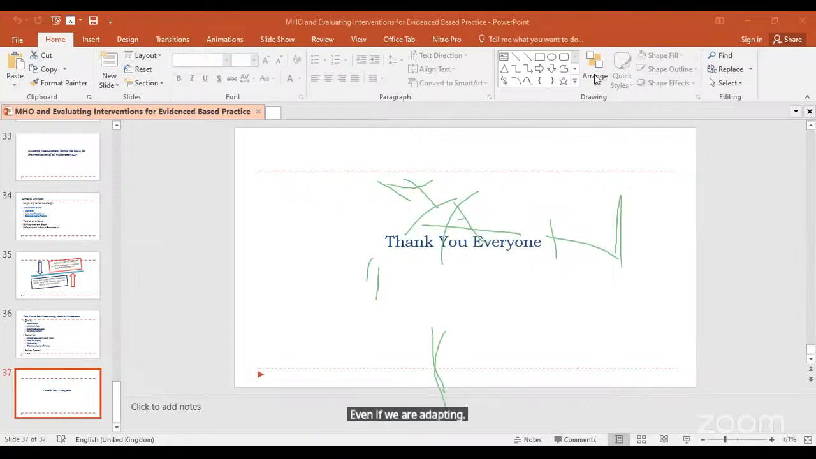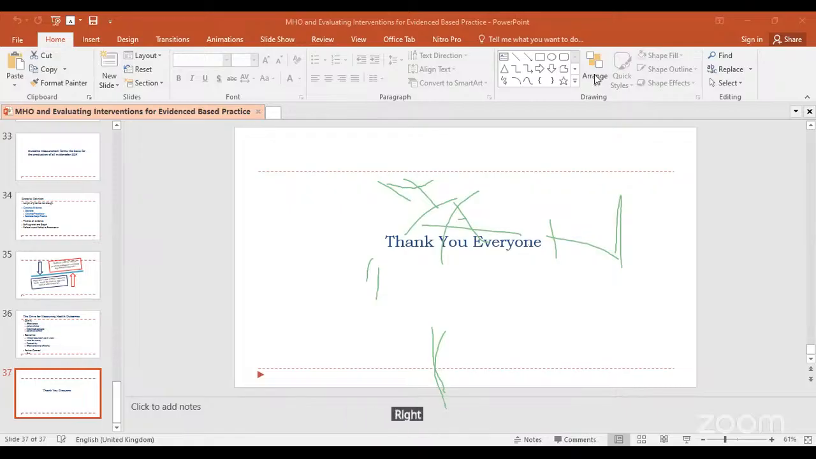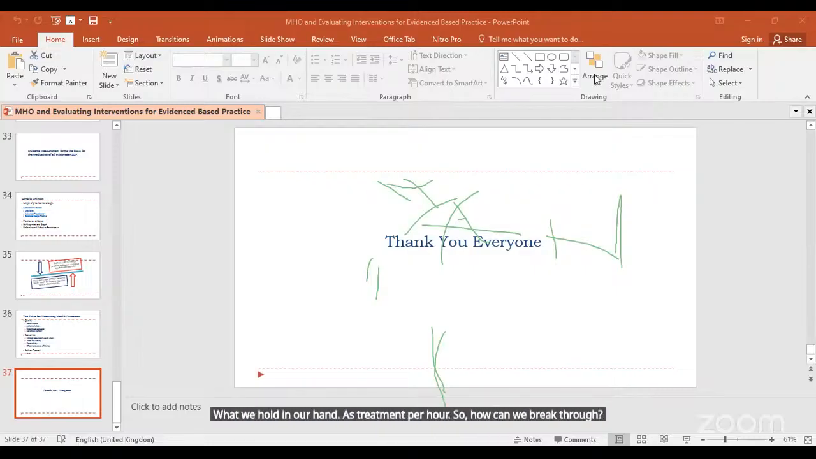Even if we are adapting, so that if I decide to use a guideline, anybody that picks that patient up next understands why we are all using that kind of guideline. So we still have a lot of work to do, and it is you, the elders, that will help us raise something like this on how we can have guidelines on outcome measures and on treatments. Because there are some people that don't even see the need why some people should use outcome measures. You are wasting time. There are many patients sitting outside. And if we don't use outcome measures, we will not know how effective what we hold in our hand as treatment is. So how can we break through on this matter? Thank you, sir.